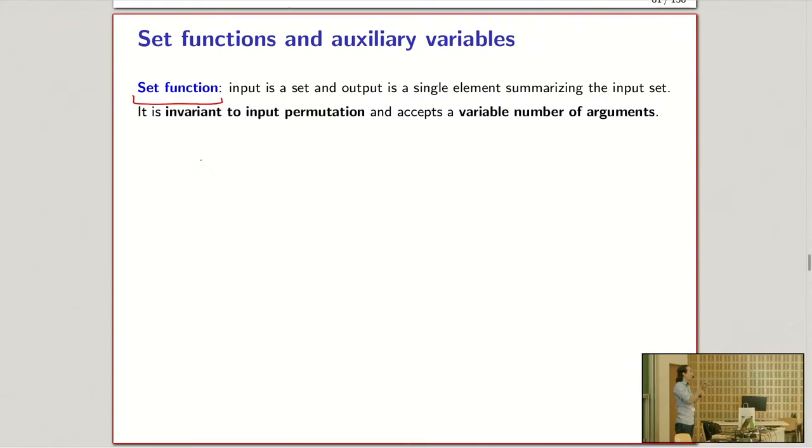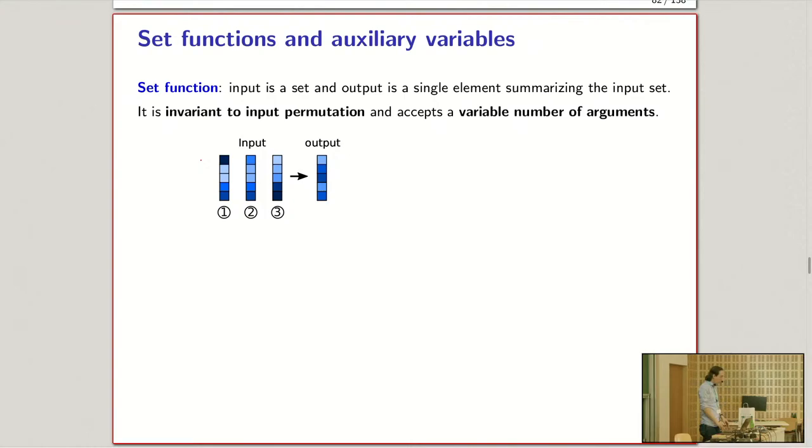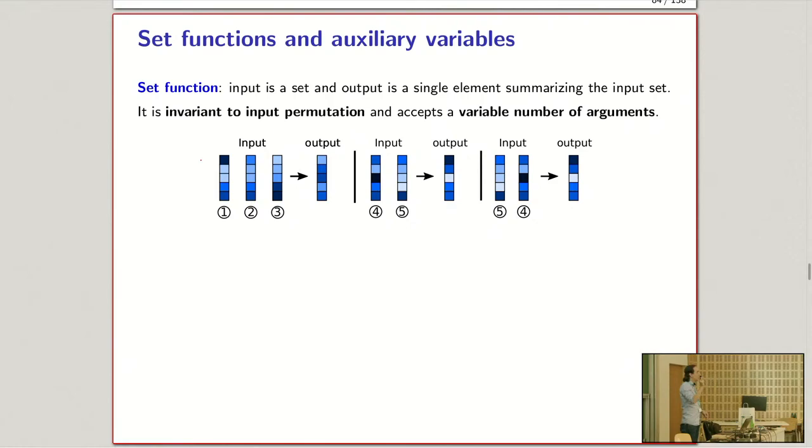So for example, you may have a function that receives as input these vectors, 1, 2, 3, and it generates an output. And you want this function to receive also maybe a different number of inputs, like vectors now 4 and 5 that are different, and it generates a different output. But now if you permute the order in the arguments provided to this function, the output should be the same. So these two outputs here, they are the same. And you want functions that have these properties.